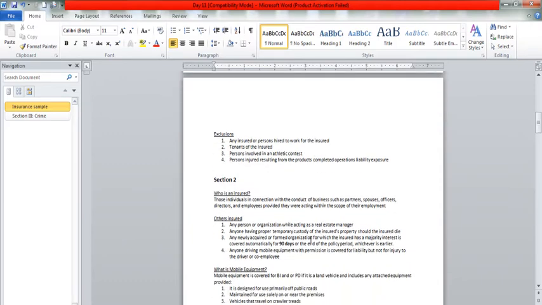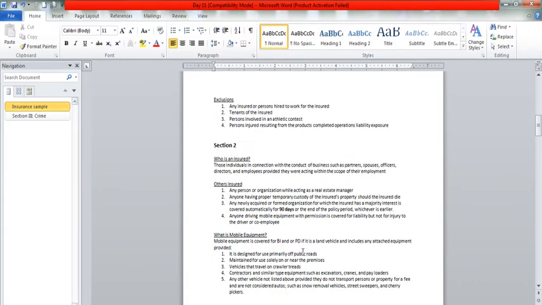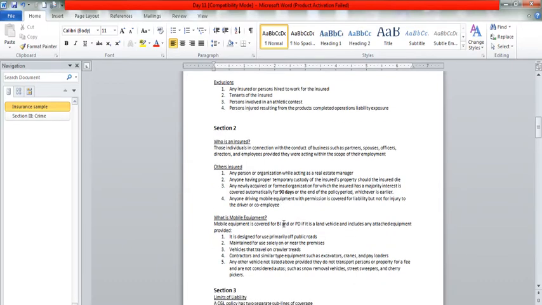Who is an insured? Again, I already covered who is an insured. It could be anyone. It could be a partner, it could be an officer, it could be a director, it could be an employee, depending on whoever you're purchasing the insurance from. Obviously there are other insureds as well besides the list of people. Any person or organization while acting as a real estate manager. Any newly acquired or formed organization in which the insured has a majority interest is covered automatically for 90 days or the end of the policy period, whichever is earlier. Obviously, all these are other insureds.